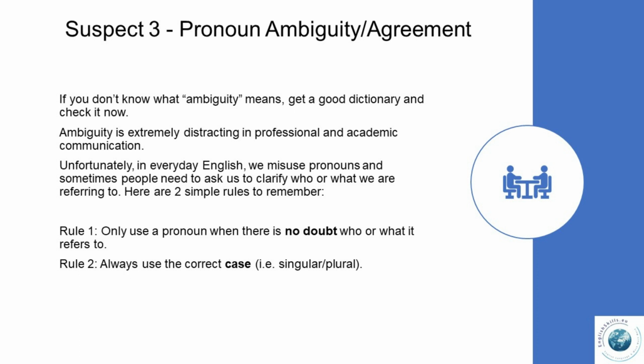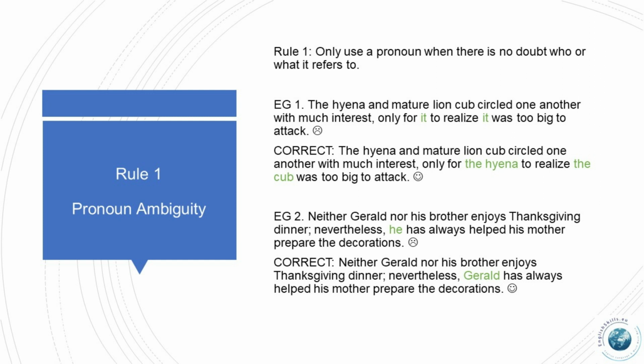Unfortunately, in everyday English, we misuse pronouns, and sometimes people need to ask to clarify who or what we are referring to. So here are 2 simple rules to remember. Rule number 1, only use a pronoun when there is no doubt who or what it refers to. So when you write something, it needs to be absolutely clear. There can be no doubt, otherwise in academic English it very easily will be considered a mistake. Rule number 2, always use the correct case, singular or plural. Pretty obvious, but occasionally we can make bad mistakes.